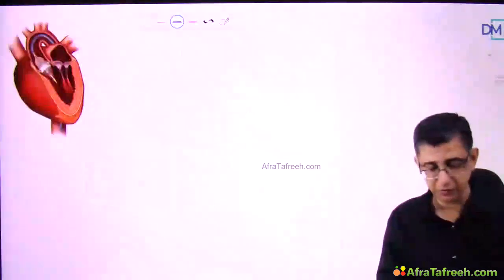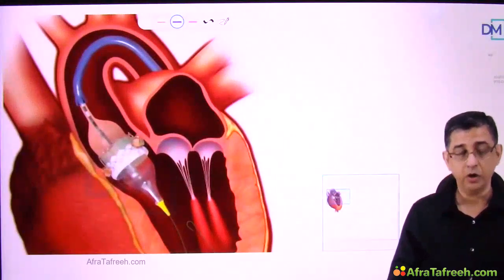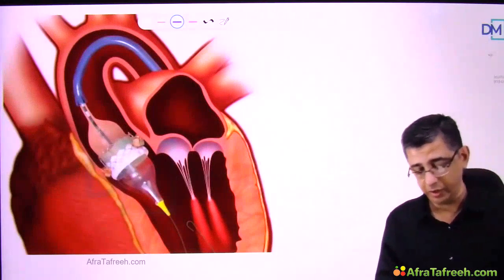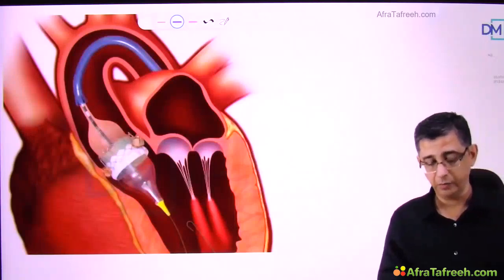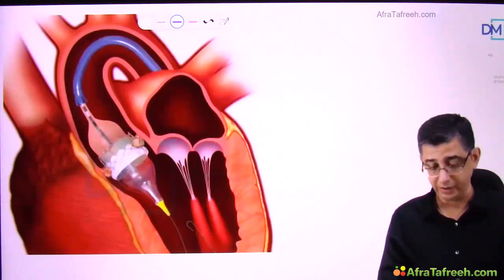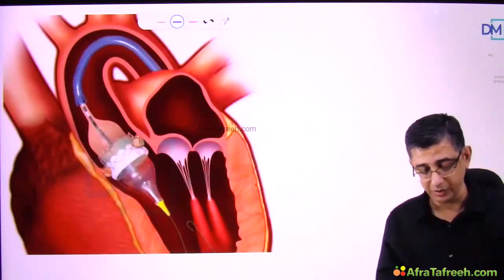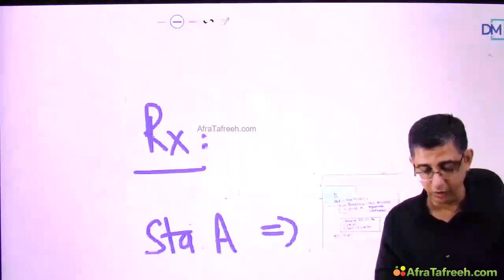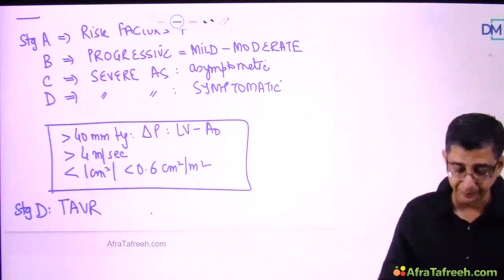I'll just show you the image for it. You can see that we are deploying a prosthetic valve here. We are not removing the old heart valve, but we are deploying a new heart valve here. That would be called a transcatheter aortic valve replacement, which is the in thing nowadays. I would put it like this: the minimally invasive procedure that we are doing for these patients is a transcatheter aortic valve replacement. So for a symptomatic patient, stage D, it is TAVR.